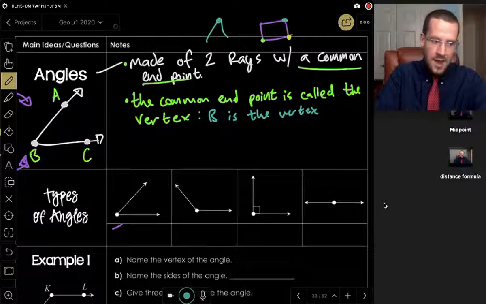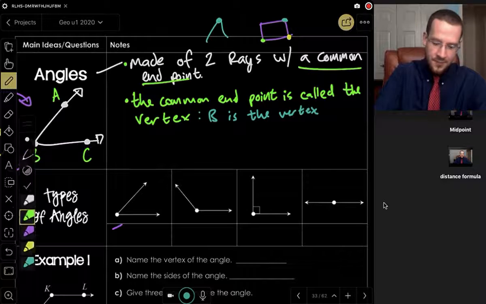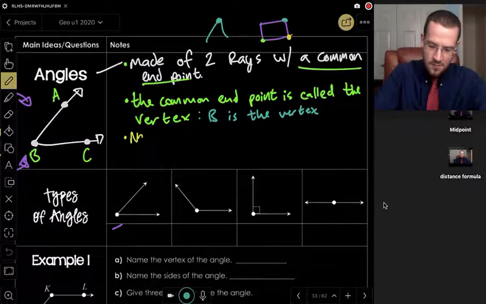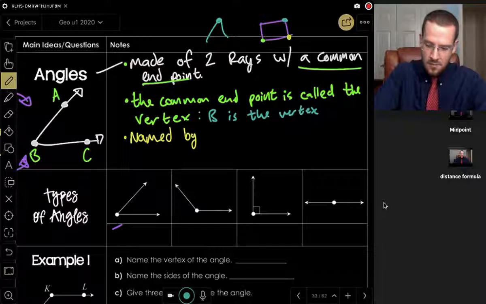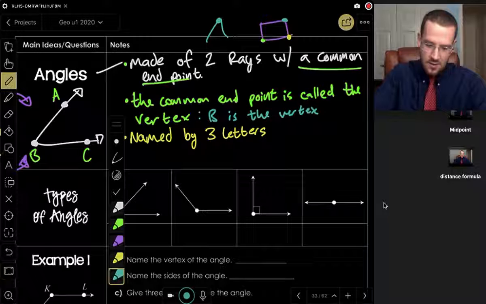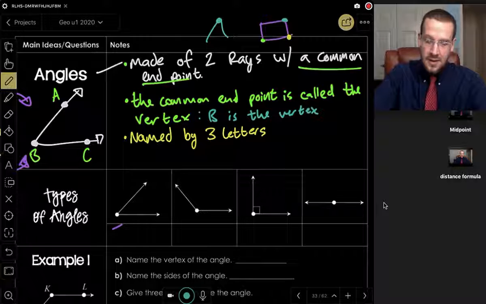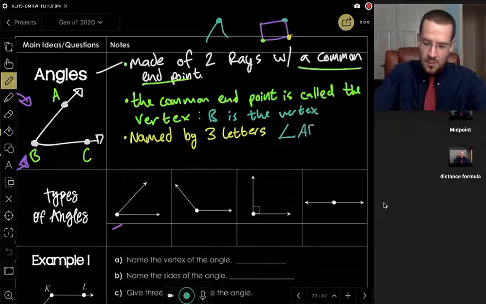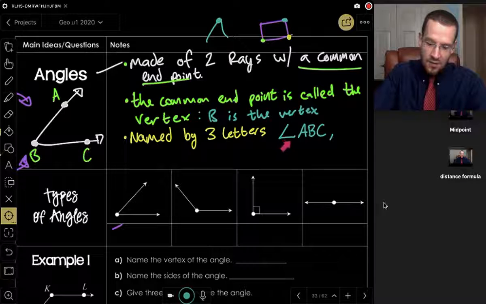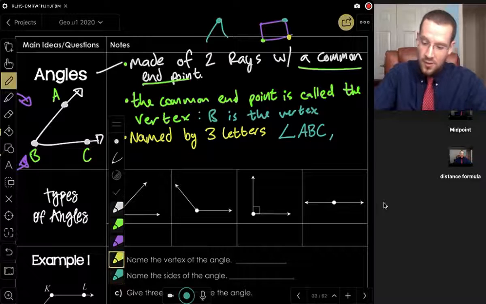We name an angle by using 3 letters, where the vertex is always in the middle. So over here, this would be angle ABC. Angle ABC. Vertex in the middle. ABC.